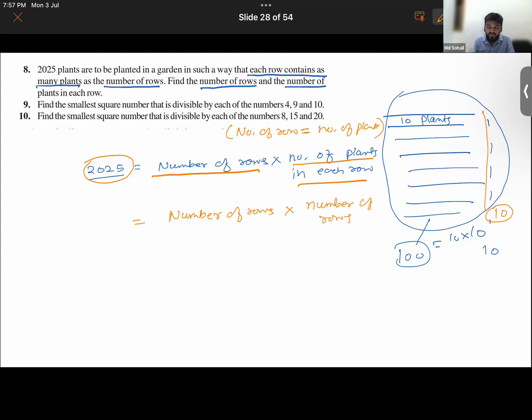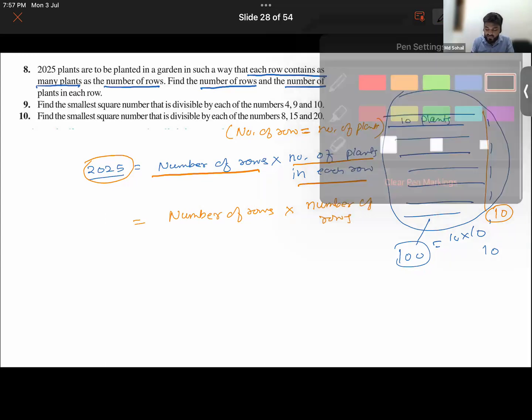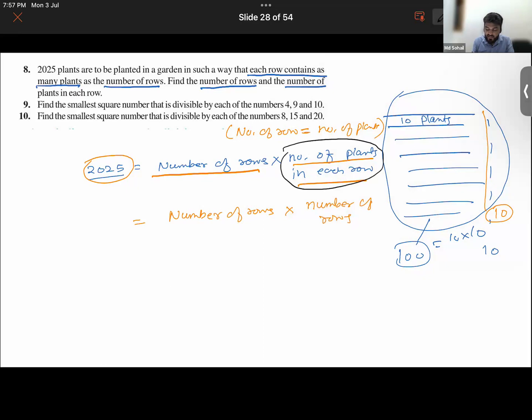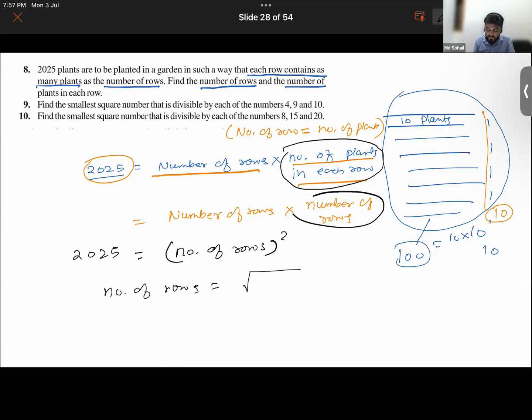Okay. Since both of them are equal, in place of number of plants in each row, I am writing number of rows. So number of rows whole square is equal to 2,025. Sir, I think I found the answer. You find out the answer. What is it? So it's 45. So this square will be transposed here and it will go under square root. 2025, that gives you 45. That is correct.